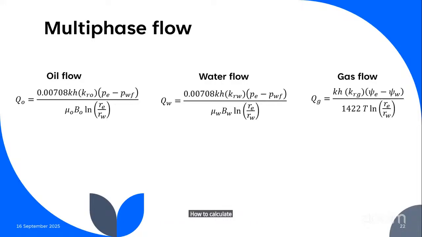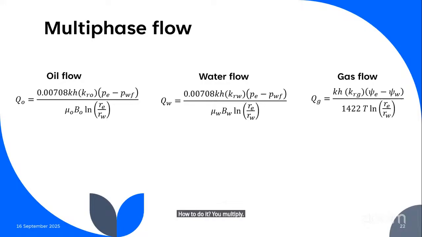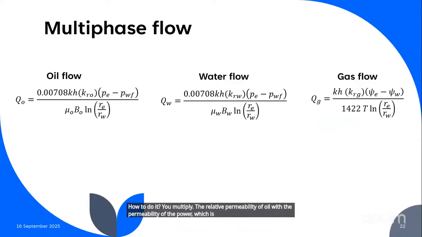How to calculate? Very simple. The same equation you have, but you will change one thing. You will use the effective permeability of each component. How to do it? You multiply the relative permeability of oil with the permeability of the reservoir, which is the absolute permeability, and so you have the effective permeability of the oil. So on with water and gas.